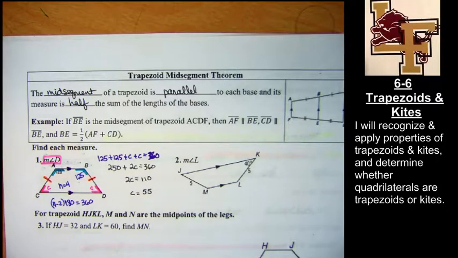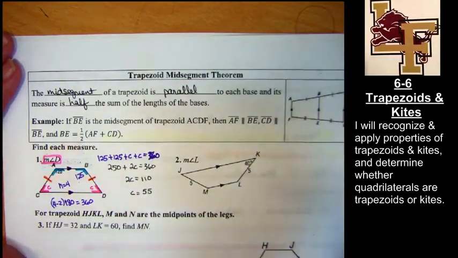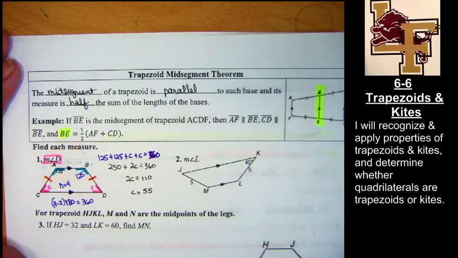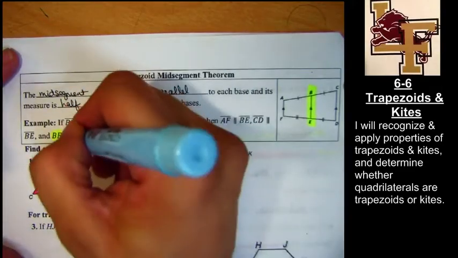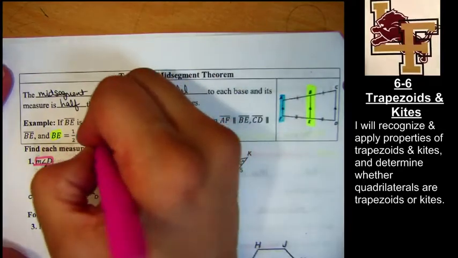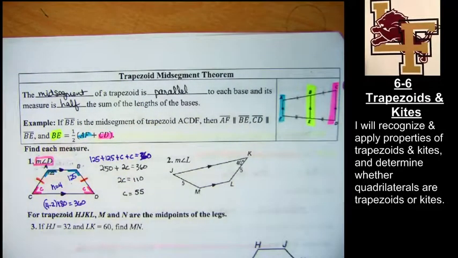Okay, let me talk about what that means for a second. I'm going to use colors to help you see it. I have the mid-segment in this figure right there. That is 1/2 of whatever we get when I take one of the bases and add it to the other base. The measure of the mid-segment is whatever I get when I take the two bases, add them together, divide by 2. It's like the average of the bases.